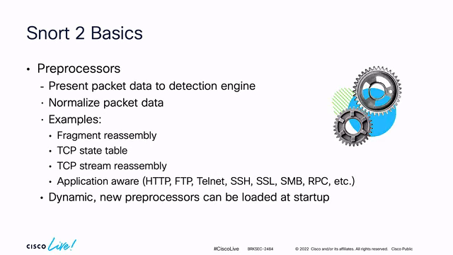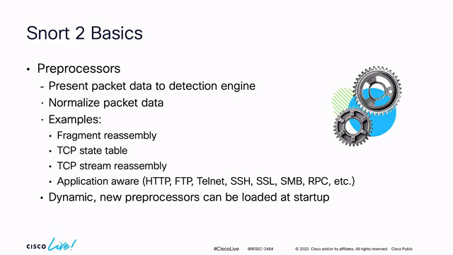All right, so again, a little bit more on preprocessors. They present that packet data to the detection engine, so they're very key in the way things work. By the way, if you break these, you'll break the rules too. But that's another story. So that's part of the network analysis policy, really, in Snort 2 and in Snort 3 as well.